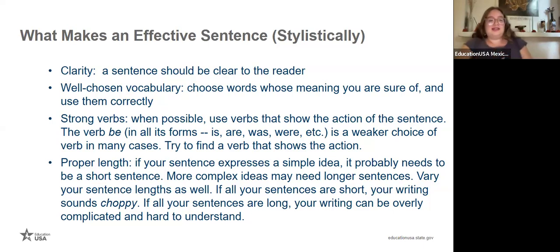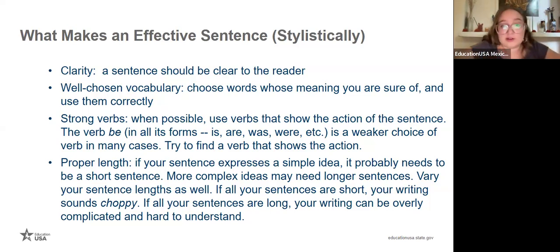You also want to make sure that your sentence is of proper length. If your sentence expresses a simple idea, it probably needs to be a short sentence. More complex ideas may need longer sentences. Vary your sentence lengths as well. You don't want to have 5 sentences that are 3 lines long. That's too much. You can have 1 long sentence, 1 short sentence, 2 long sentences, 3 short sentences, right? So you want to make it a little bit interesting.